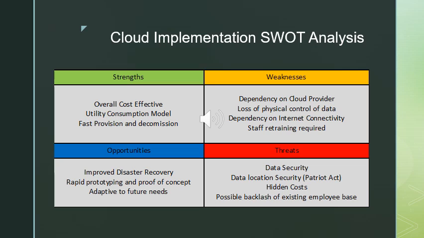Threats encountered by cloud implementation are data security and data location security by a foreign government, as an example, the Patriot Act, if a non-US company chooses to use a cloud provider that is based in the US. There may be hidden costs. There may be costs not communicated by the cloud provider that would surface later on during an implementation. And there's also a possible backlash of the existing employee base when it comes to changes imposed to their jobs by a cloud implementation.